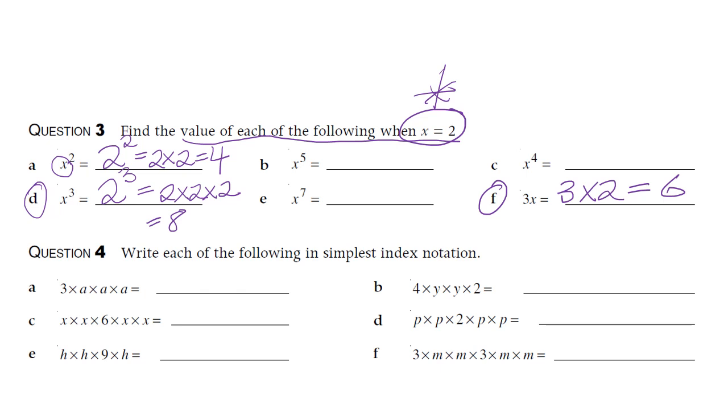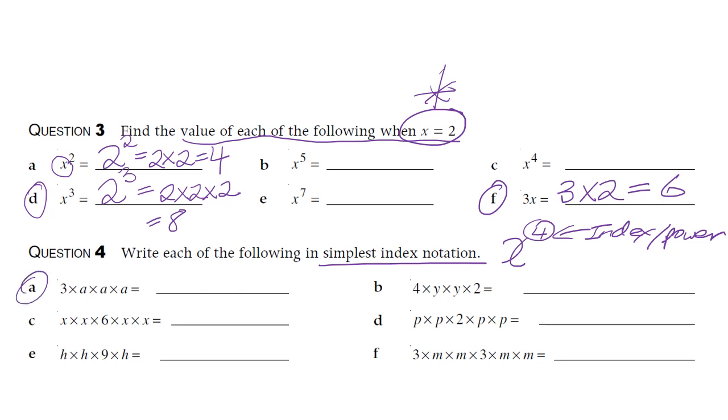Okay? Alright, let's look at question 4. The question is asking you for the simplest index notation. Okay? So it wants your answer to have some sort of power. It wants your answer to have something like a power. Okay? Or index. Or power. So let's look at 4a. 3 times a times a times a.